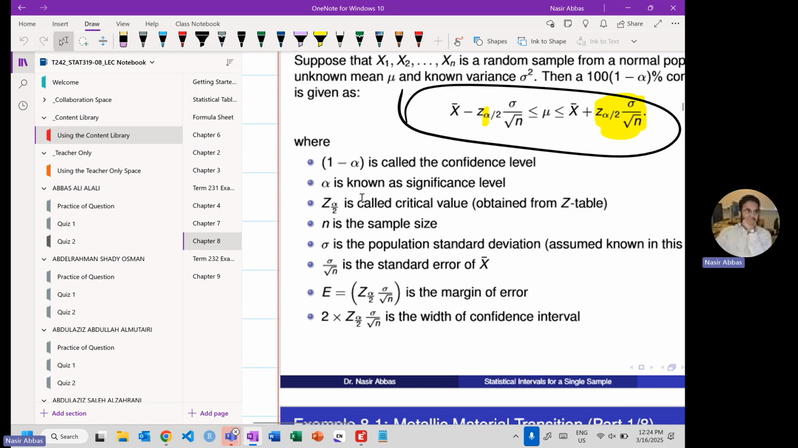Look at this slide. Need to know all of these terminologies. What is 1 minus alpha? Confidence level. What is alpha? Significance level. What is Z alpha by 2? Critical value. What is sigma? Population standard deviation. What is sigma over square root of n? Standard error of X bar. What is Z alpha by 2 times sigma over root of n? Margin of error. What is 2 times margin of error? Length. So standard error of X bar is what? Sigma over root of n.